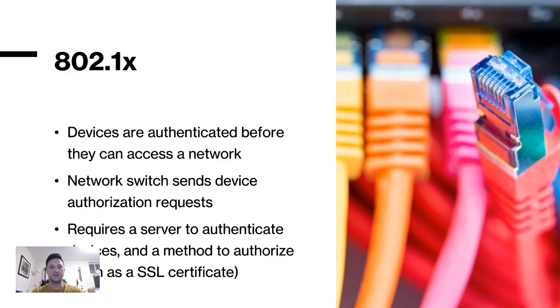802.1x is similar to port security, but devices are authenticated before they can access a network. The network switch sends device authorization requests to a separate device or server. This then requires the server to authenticate the device and a method to authorize this device itself. This may be an SSL certificate, or for some devices, this may just be by its MAC address by itself.